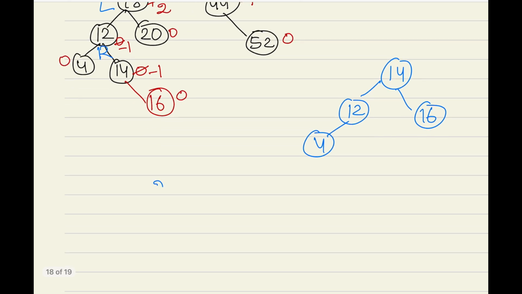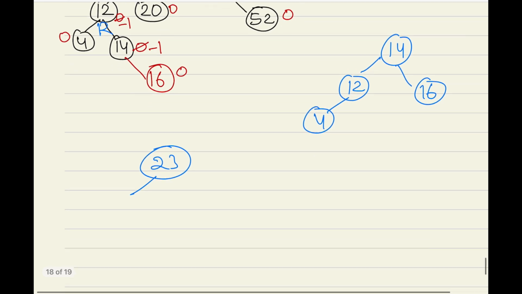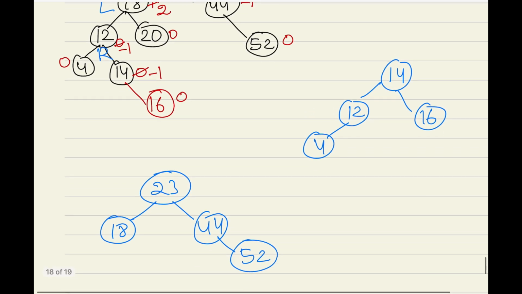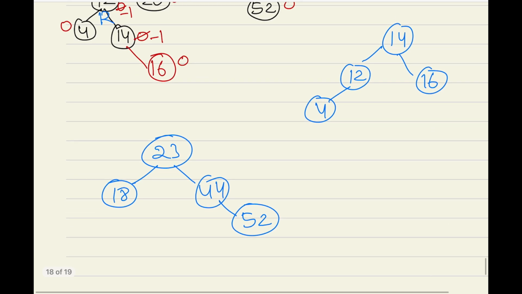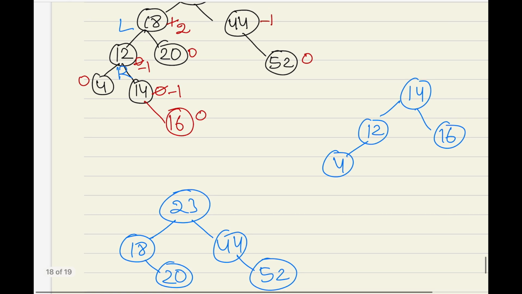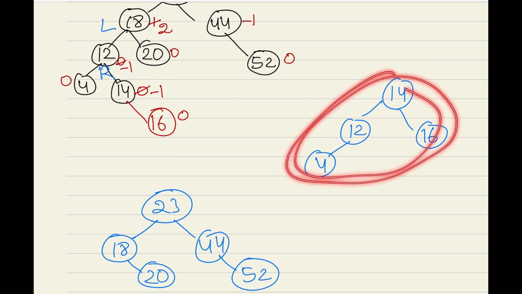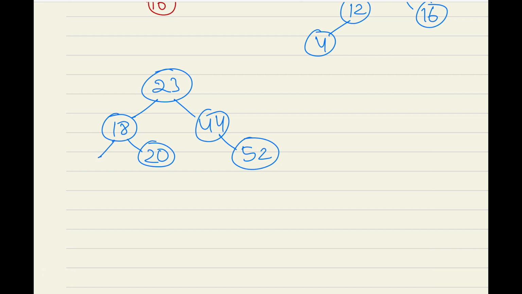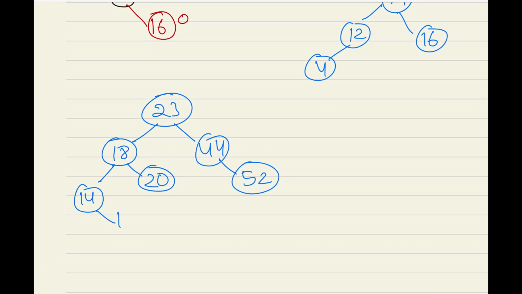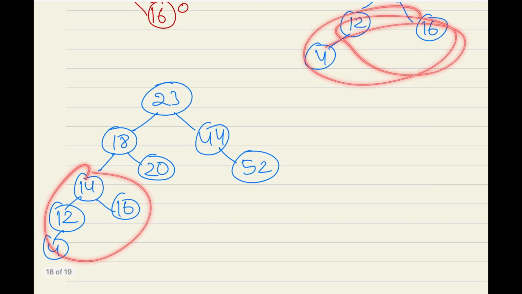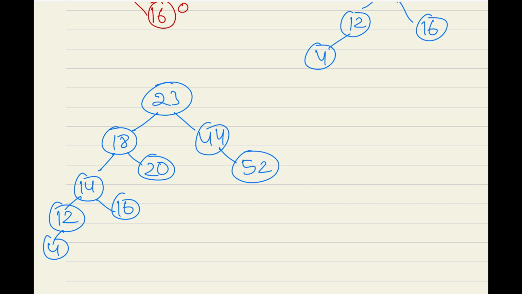So it is 23, then its left is 18, its right is 44, 52, then the right of 18 is 20, and this part is updated and the structure becomes like this. So we are going to add this one to the left of 18. So the left of 18 is like this: 14, then 16, here it is 12, here it is 4. So we have put this part to the left of 18. Now we have performed only one rotation, that is RR, but we have discussed that for LR we need to perform two rotations. One is RR, another one is LL.